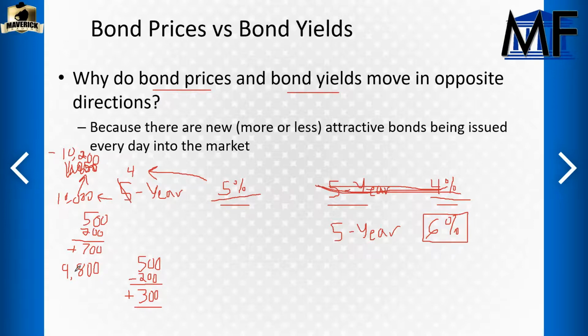Now, once again, do I have to sell this? No. I could hold it for 4 more years, and I'm going to get paid back $10,000 for it. So I don't have to sell it at a loss. I can keep collecting my 5%, but my 5% is not as good as these people collecting 6% annually, right? Instead of collecting $500 a year, these guys are collecting $600 a year on their 10,000 investment. So bond prices and yields are moving in opposite directions.